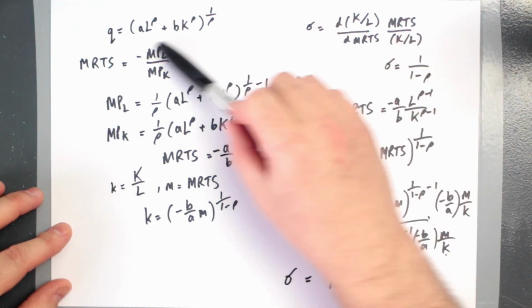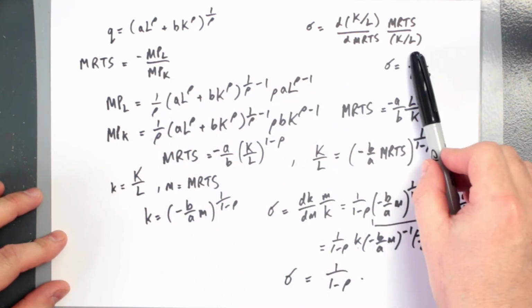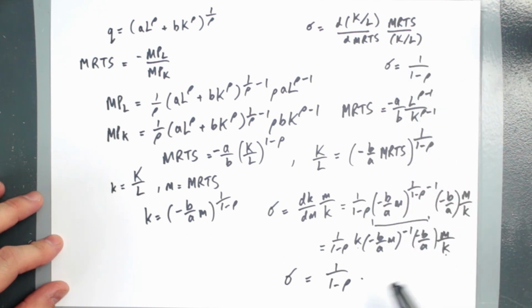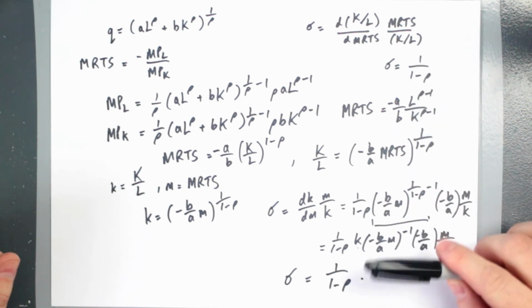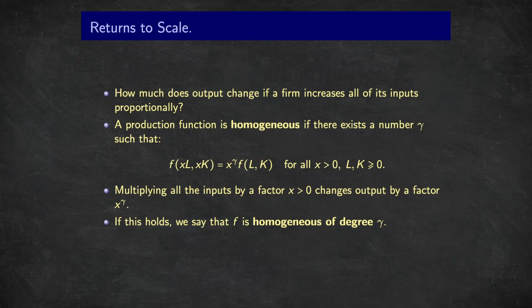That proves that for this long-run production function, when we calculate the elasticity of substitution, we get just a single number, 1 divided by 1 minus rho. The final idea we're going to study in this lecture is the concept of returns to scale. Returns to scale addresses the question: how much does output change if a firm increases all of its inputs proportionally? So, for example, if a firm is using a certain amount of labour and a certain amount of capital to produce output, what happens to its output when, for example, the firm doubles all of its inputs?